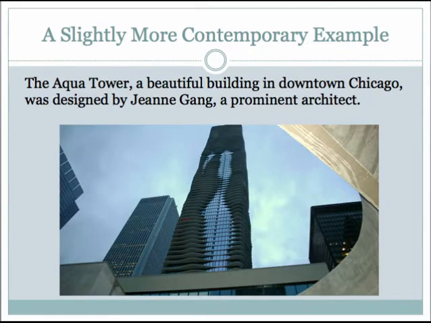Let's look at a slightly more contemporary example. The Aqua Tower, comma, a beautiful building in downtown Chicago, comma, was designed by Jeannie Gang, comma, a prominent architect. Oh, hey, I put 2 appositives in this sentence. A beautiful building in downtown Chicago is a noun phrase that describes the Aqua Tower. A prominent architect is a noun phrase that describes Jeannie Gang. You could see that if I got rid of those 2 parts, the sentence would still make sense. The Aqua Tower was designed by Jeannie Gang.